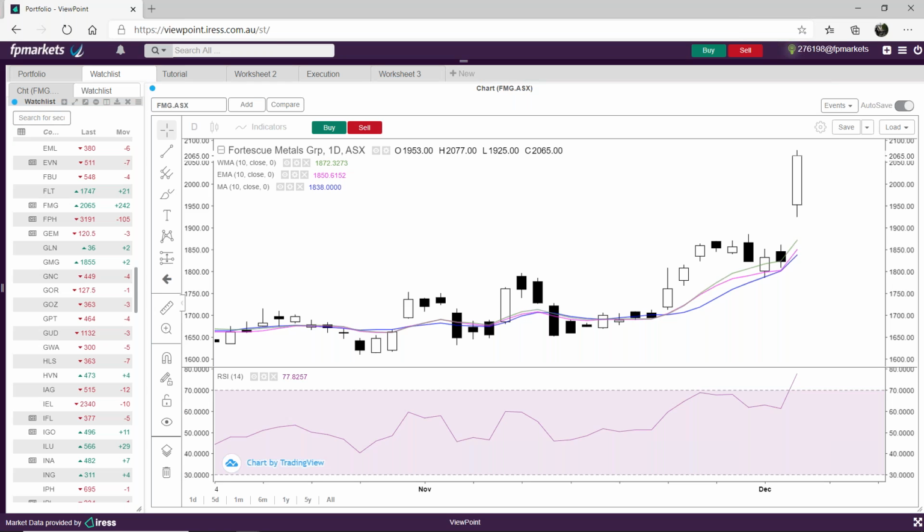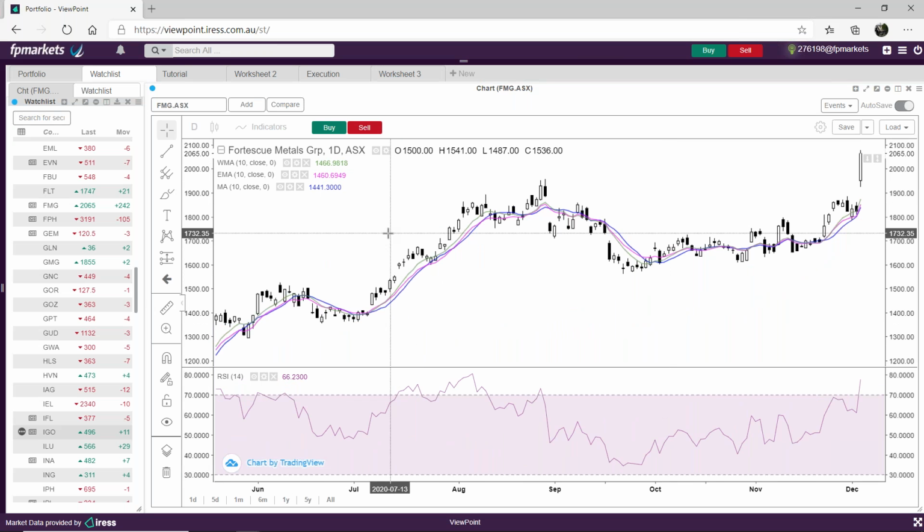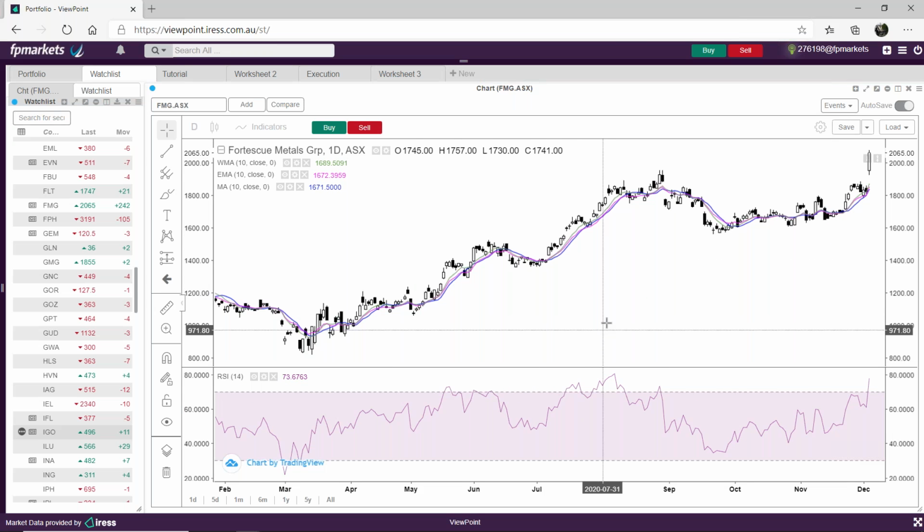Fortescue to close the gap. Yes, good question, good point. The easiest way to understand what that means is looking at Fortescue over time. Does it close the gaps? There's a gap left open in Fortescue back here in July.